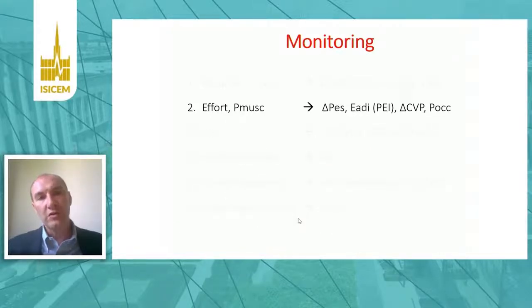Then we want to monitor the effort of the patient, the muscular pressure developed by the respiratory muscles. Clearly the gold standard would be the inspiratory swings in esophageal pressure. But as we know, esophageal pressure monitoring is not performed everywhere, and it's not so common at the bedside. But we can, in some way, estimate muscular pressure from, again, the electrical activity of the diaphragm, from the occlusion pressure, and from the swings in central venous pressure.